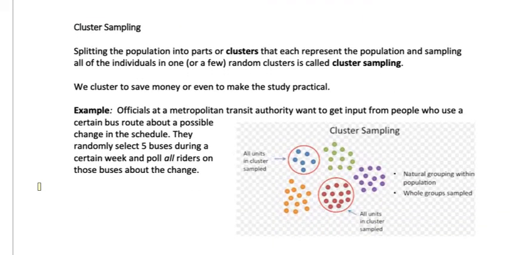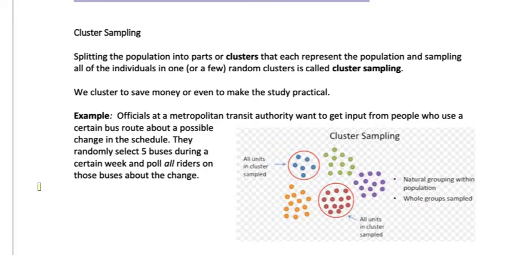Our third method is called cluster sampling. In cluster sampling, you divide the population into different groups, and then you select all of the individuals in one or a few random groups. So you randomly choose groups and then survey everyone in those groups. And the advantage of cluster sampling is really convenience, saving money, saving time. It makes the study more practical. So for example, if we want to get input from people who use a certain bus route, we can randomly select 5 buses and poll all the riders on those buses about the change.